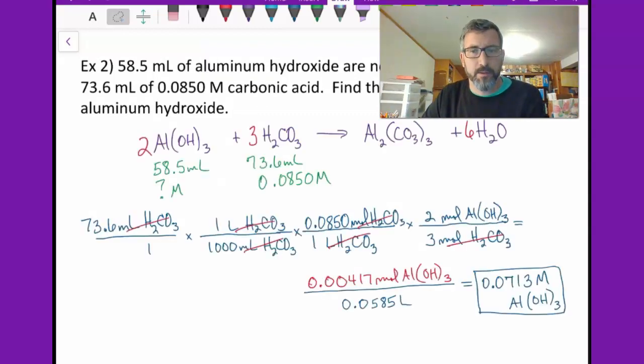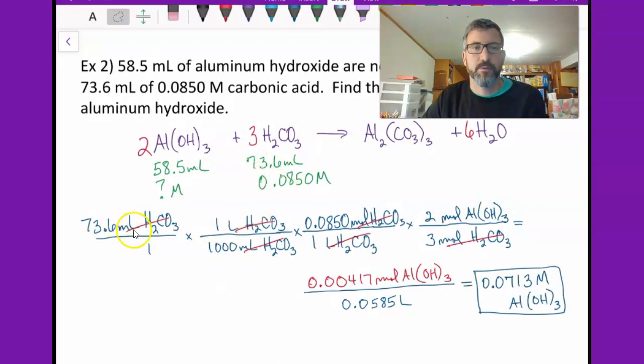All right, there we go. And so we got 0.0713 molar aluminum hydroxide. A couple things. Obviously, make sure, just like the previous problem, that we start with the volume of the known solution. And the known solution is the one that we know the molarity of.